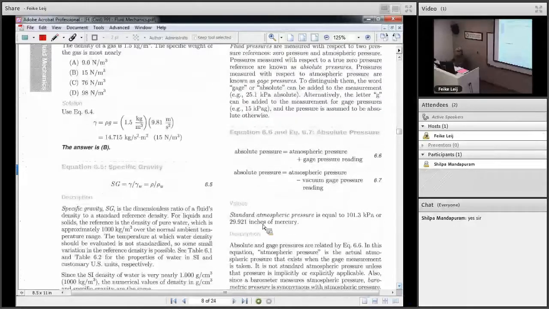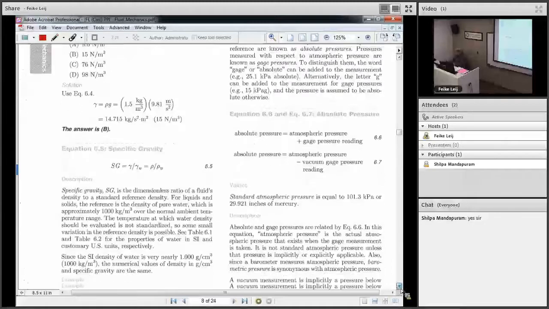Some values to keep in mind: the atmospheric pressure in the SI system is 101.3 kilopascal, or in US units is equal to a column of mercury of 29.921 inches.